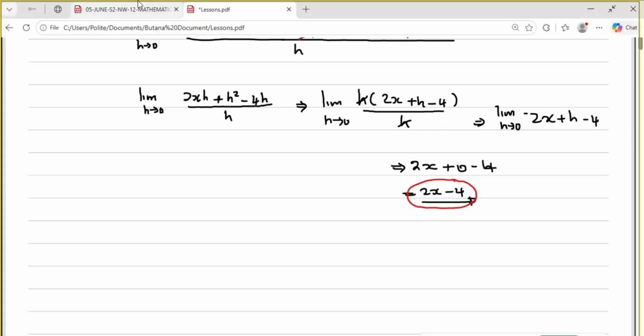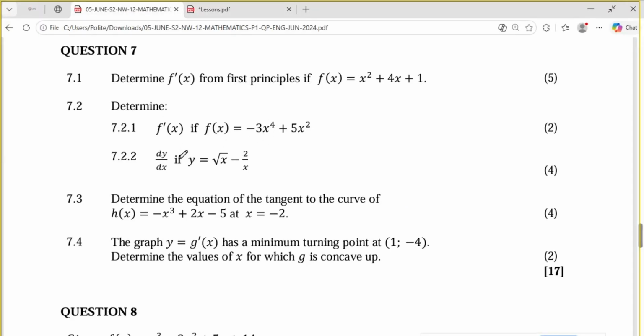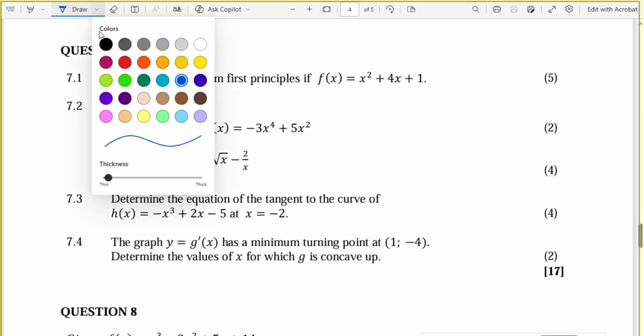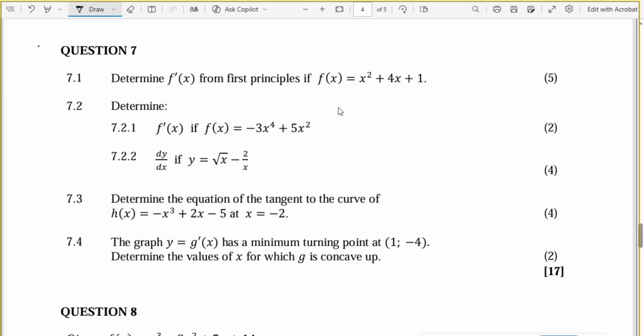Okay, let's look at the next question. If f prime, oh, they want us to find f prime. So this one we have to apply the rules, on 7.2, and we need to apply the rules. So we have f at x, which is equal to minus 3x to the power 4 plus 5x squared. Therefore, the f prime at x.